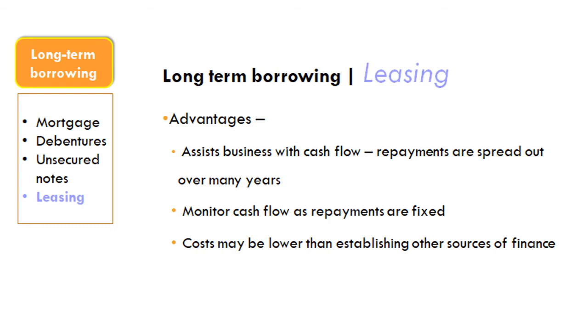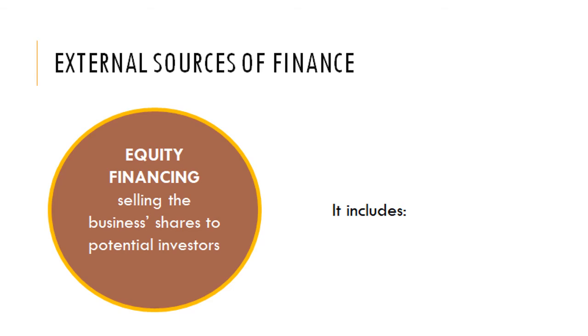So some of the advantages of leasing: it assists business with cash flow. Repayments are spread out over many years, and we're actually going to see that when we start looking at our financial statements. The more that you can spread your payments out, the better it's going to be for your day-to-day cash flow. If you take out a big chunk of money today, that could potentially affect you next week. Monitor cash flow as repayments are fixed. So I know every month that $49 is going to come out of my account. I can account for that. Costs may be lower than establishing the other sources of finance. And in this instance, you're not going to have establishment fees and everything else that comes with the other forms of borrowing.